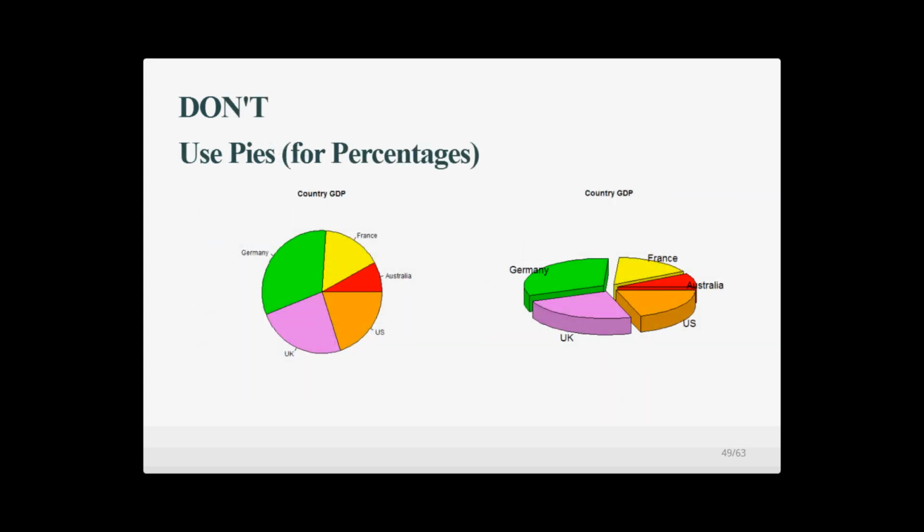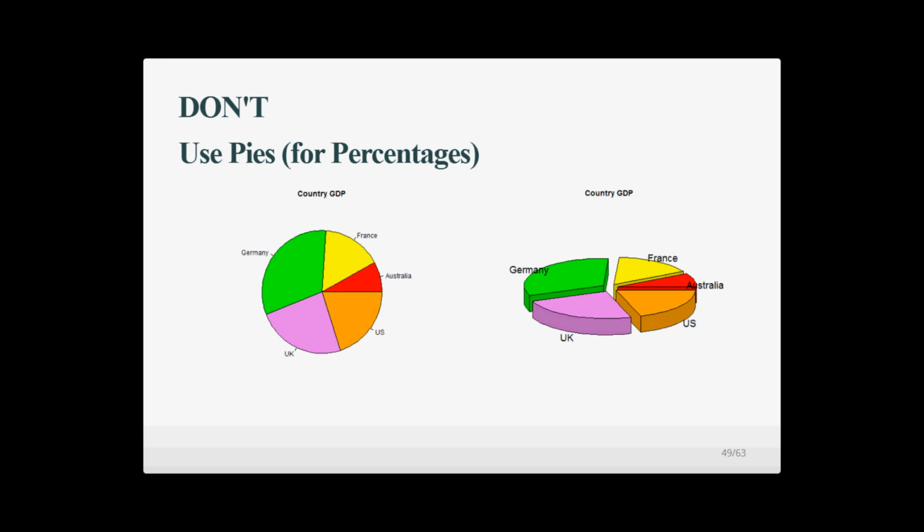Don't use pie graphs for percentages or parts of wholes. Rarely are pie graphs a better choice. Sometimes they may be, with glyphs on a map and in certain other circumstances, but generally there are much better ways to display percentages or parts of a whole. If we look at these two pie graphs, we have a two-dimensional one, and a three-dimensional one is even worse, as we've already described the problems three-dimensional attributes have.